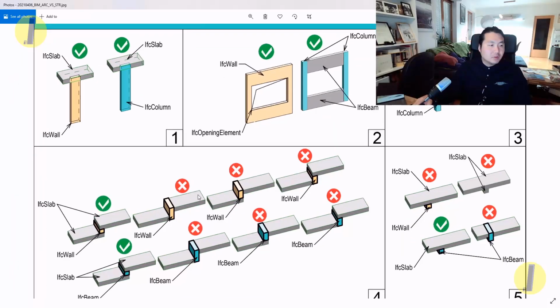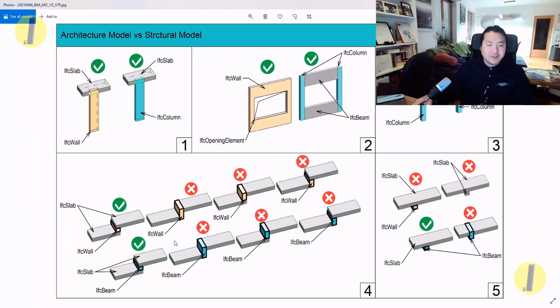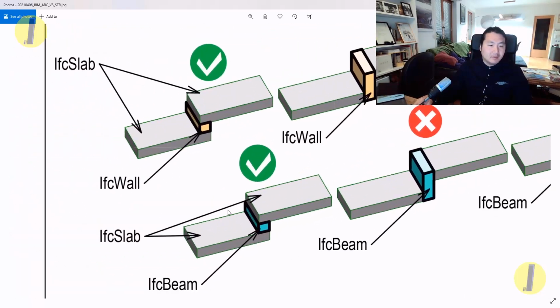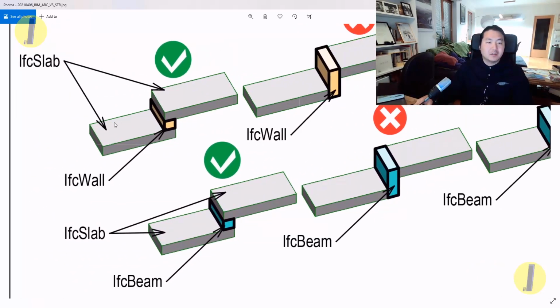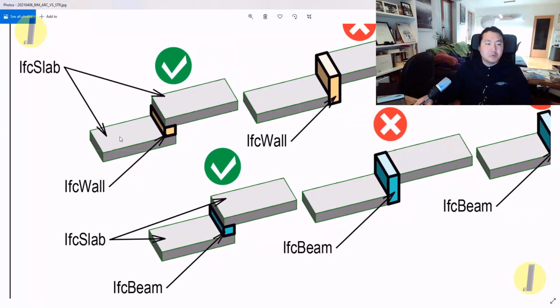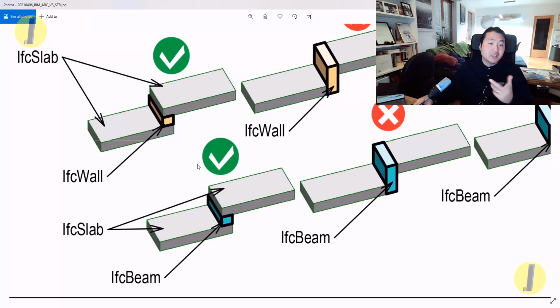Let's move on to another case here. I see a lot of common mistakes in this one, from both architectural and structural models. We have here a Z-type beam, which deals with this sort of jumping slab. And usually the architect or structural engineer models in between here with a slab, and the architect may model with a wall, or the structural engineer may model with a beam, or the other way around.